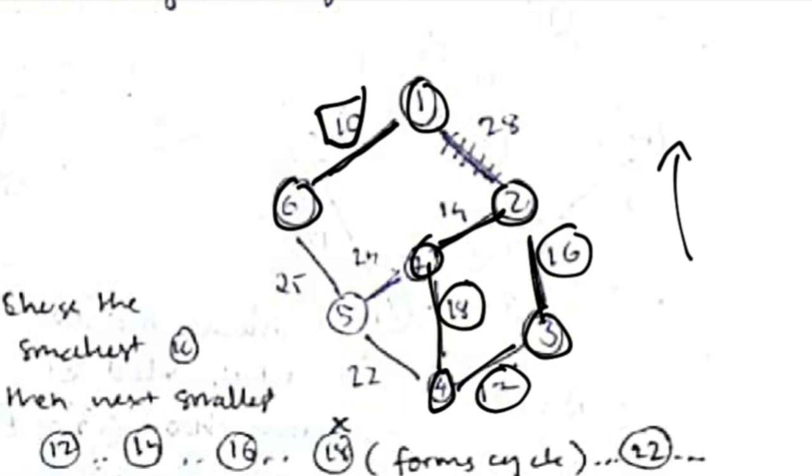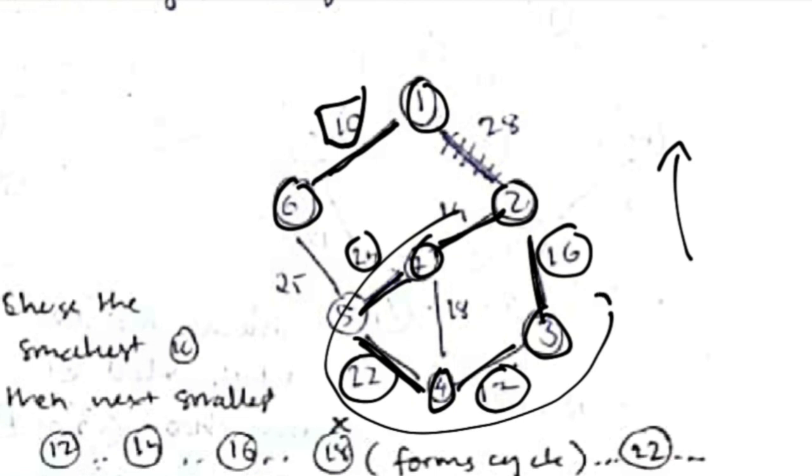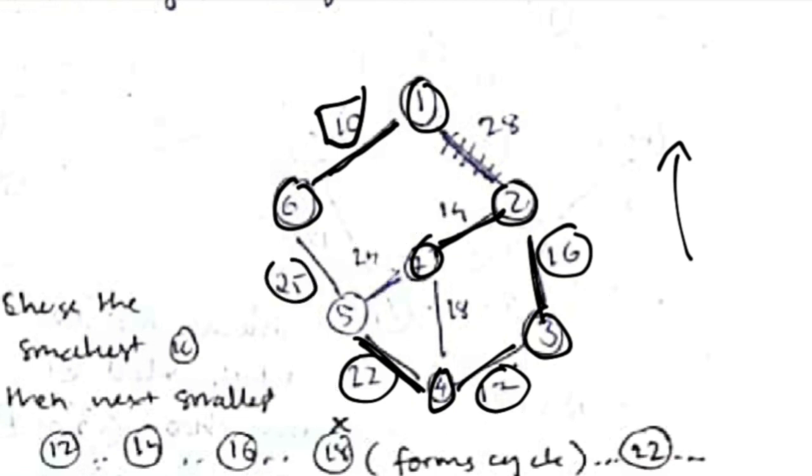Okay, so we can't select 18, and the next to 18 is 22, and we can select 22 because it does not form any cycle, and after 22 it is 24. If we select 24, it will form a cycle here. We can't select 24, so we'll move on with the next one, which is 25. Okay, when we select 25, we'll be finished with all the nodes, so we'll not look for 28.